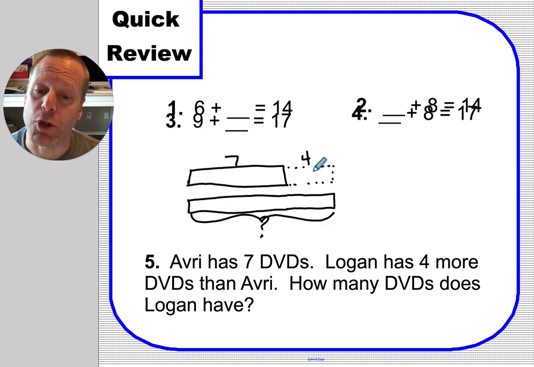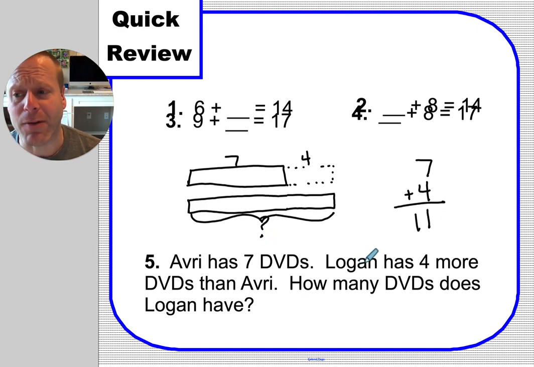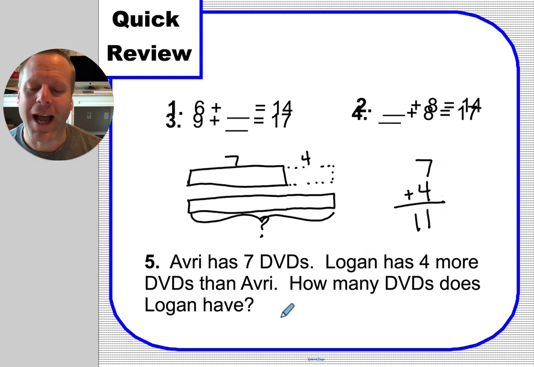So do you think I subtract the two numbers to get the whole thing? Or do I add the two parts up to get the whole thing? Well, adding usually gets me a bigger number, right? When I go 7 plus 4, I get 11 right here. 11 DVDs.